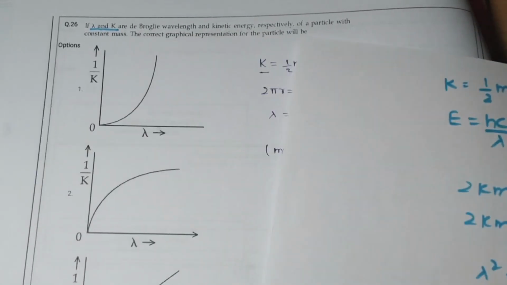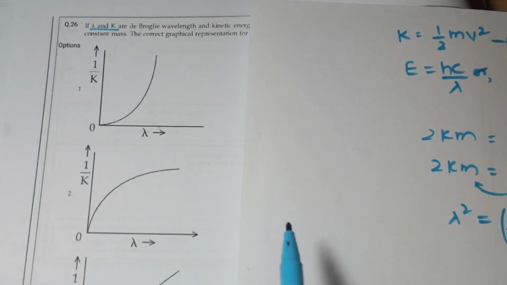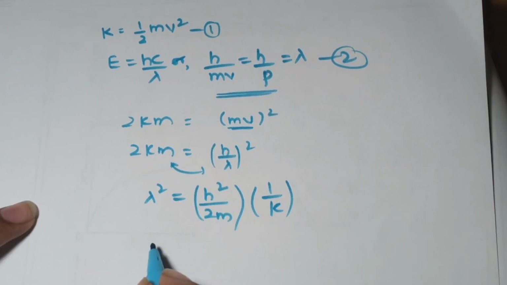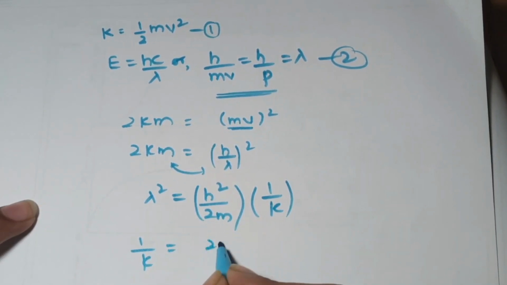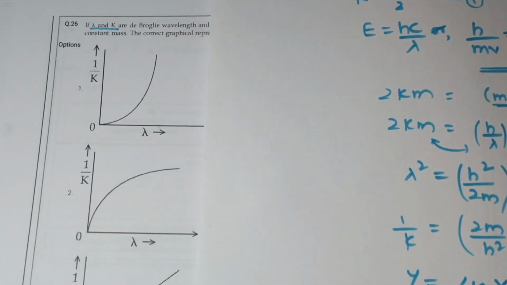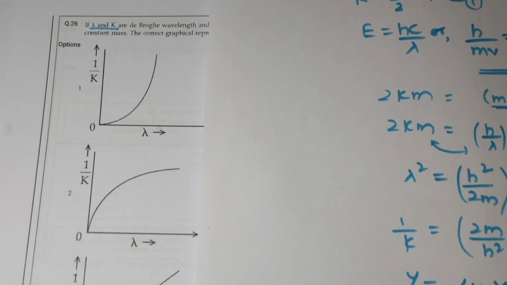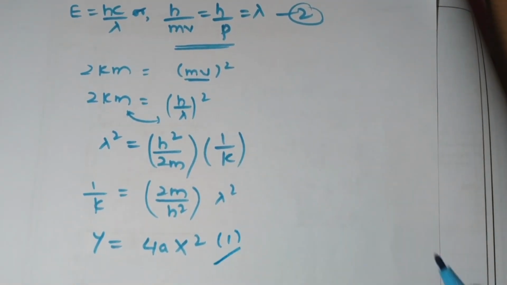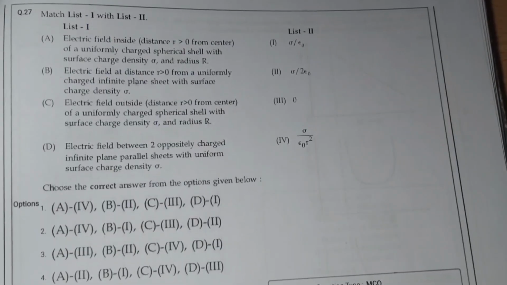Why I am doing like this? Because the options are in 1 by k and in lambda terms. So if you observe here, it is in the form of 1 by k equal to 2m by h square into lambda square. It is in the form of y equal to 4ax square, because in x-axis we have lambda and in y-axis we have 1 by k. So we knew the graph of this, right? Y equal to 4x square, which is in option number 1. Okay, so let us move to the next question.